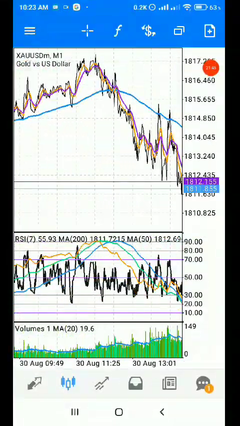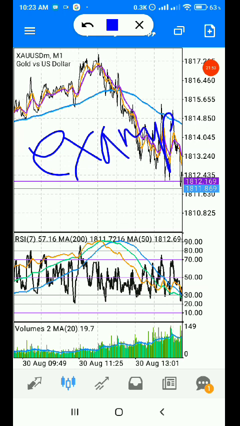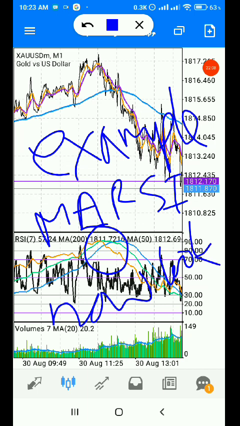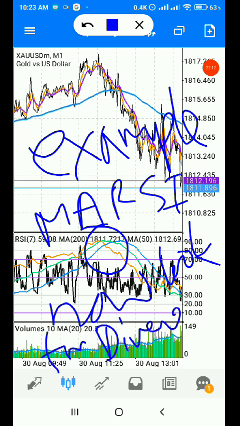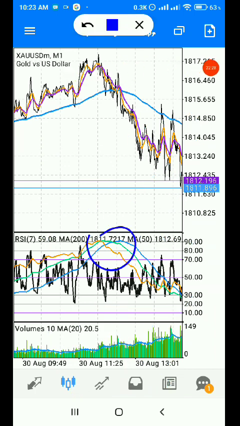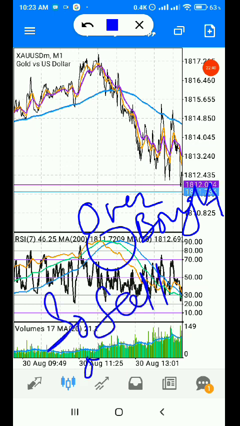Okay, now for this chart, I'm showing you some examples. So here the MARSI is taking place in the overbought area. So we're looking for a sell, and to take the sell, we have to identify the divergence. This is the overbought area, that is from 70 to 90 on the RSI window.